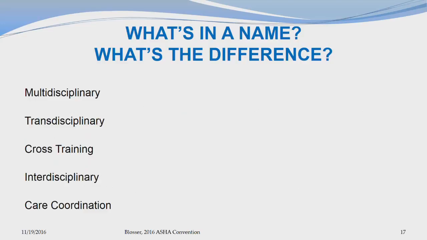I don't want to belabor these, but these are terms that people have used for working together: multidisciplinary teams, transdisciplinary teams, cross-training, interdisciplinary, care coordination. These are all terms that imply people working together. There are some missing elements to this. And I gave the example about taking statistics. It's one of those courses that all the professionals take at the same time, but then they apply it to their own discipline, basically.